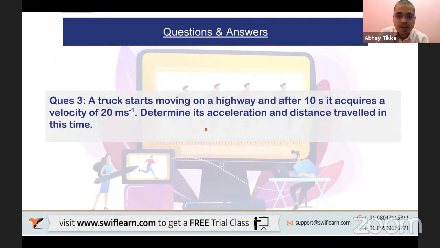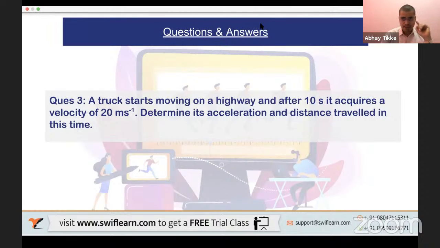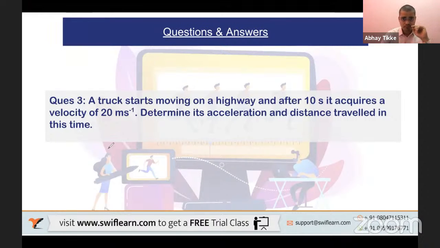Let us go to the third. A truck starts moving on a highway and after 10 seconds, it acquires a velocity of 20 meters per second. Determine its acceleration and distance traveled in this time. We are supposed to calculate acceleration and distance. ठीक है, दो चीजें निकालनी है. चलो ट्राई करते हैं इसको.